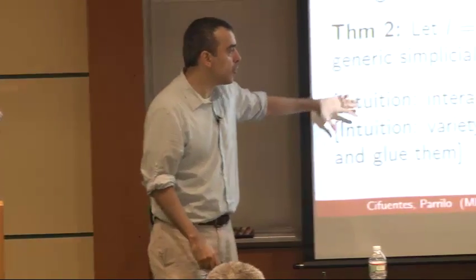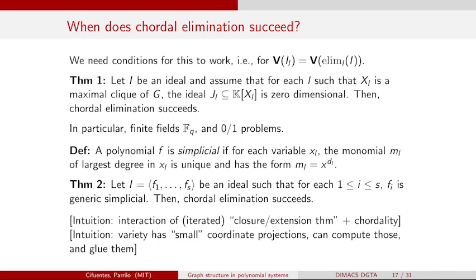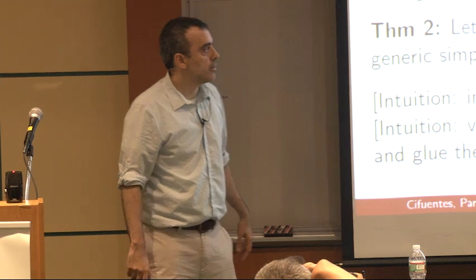And what's the intuition, if you want? I mean, I talked a little bit about this: this variety will have small coordinate projections. We can compute independently all these projections in the maximal cliques, and because of chordality, we can actually glue the solutions in a consistent way and produce a solution in the original object of interest. So that's kind of there.